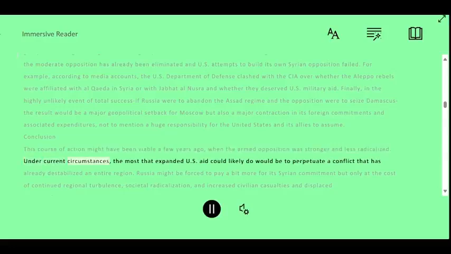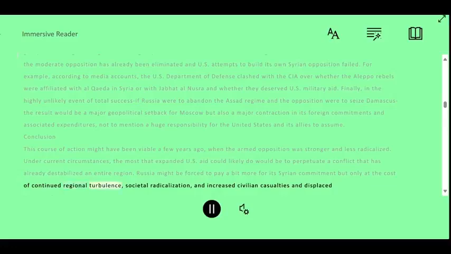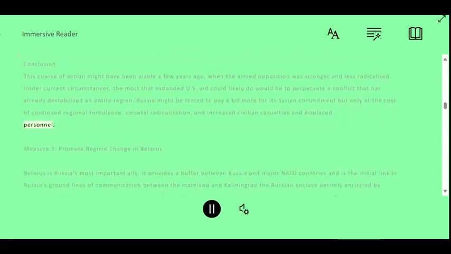Under current circumstances, the most that expanded US aid could likely do would be to perpetuate a conflict that has already destabilized an entire region. Russia might be forced to pay a bit more for its Syrian commitment, but only at the cost of continued regional turbulence, societal radicalization, and increased civilian casualties and displaced personnel.